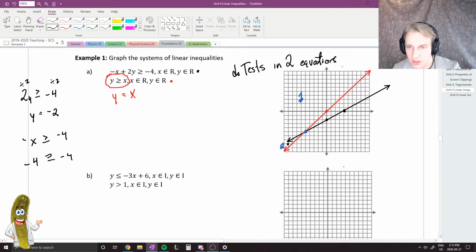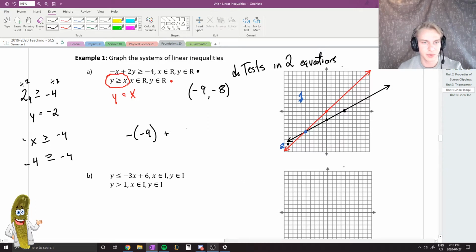Okay, so we are going to choose the point negative 9 comma negative 8. We're going to plug it into this first equation and see if that works out. So for the x value, we plug in negative 9, plus 2 times negative 8, and we want to see if that's greater than or equal to negative 4.